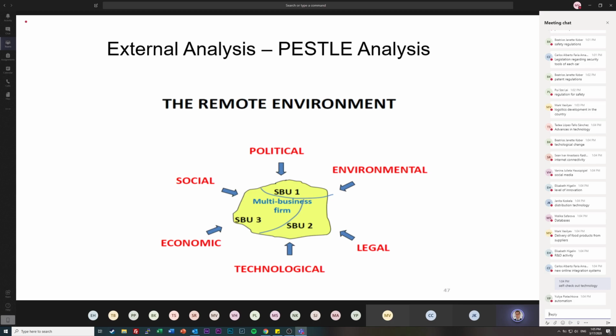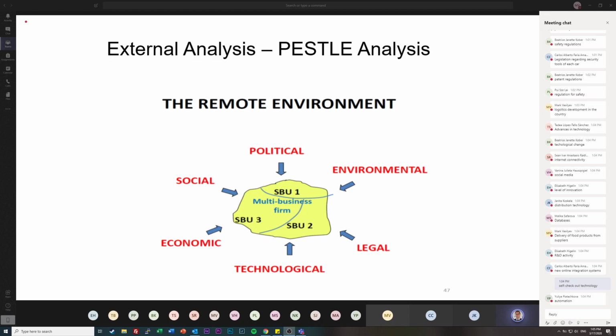Perfect. Advances in technology, generally technological change, that's quite general. Internet connectivity, Sean, okay, very well. It's extremely important if you would like to distribute your groceries over e-shops. You know, a fast internet connection seems to be a very important factor, as well as the density of people that are actively using the internet.